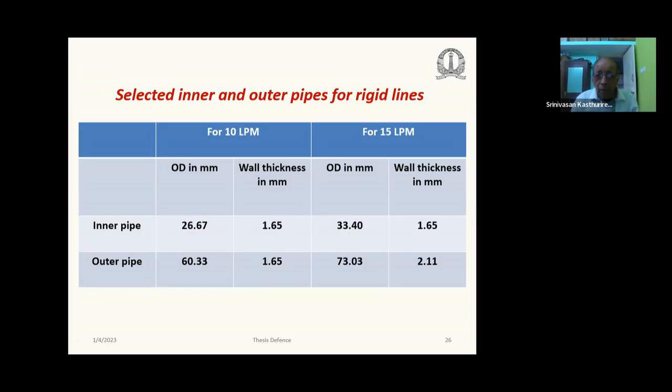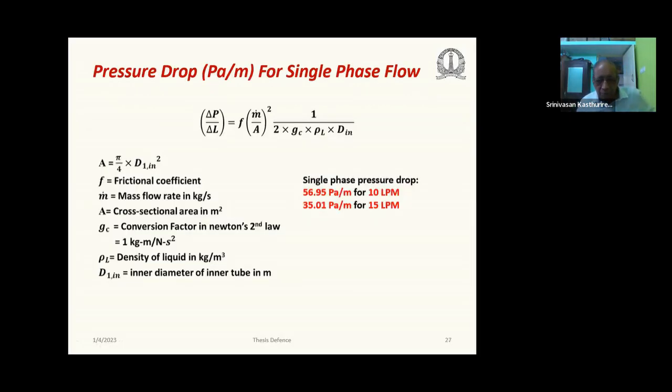For a 15 liter flow rate, the diameters are somewhat different because you now have larger flow rates. Therefore, the inner pipe is 33.4, and the wall thickness is 1.65. And for the outer pipe, it is 73.03, and the wall thickness is 2.11 mm. Okay, so this is the selection of pipes, that part is over. What about the pressure drops?